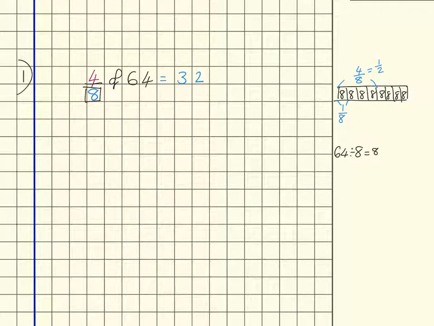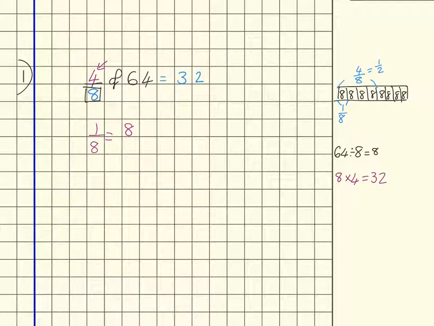Okay, so now I need to calculate what 4/8 will be. So 4/8 will be 8 times by the 4 from here, look, and that will give me 32. So in fact I was correct. So 1/8 equaled 8. Okay, so on to question 2.